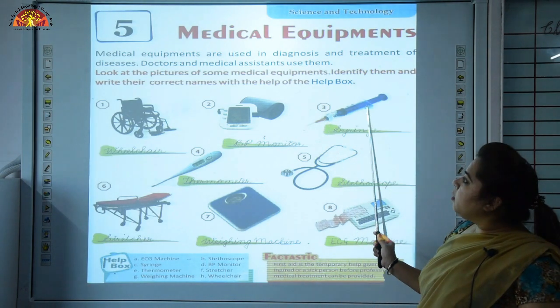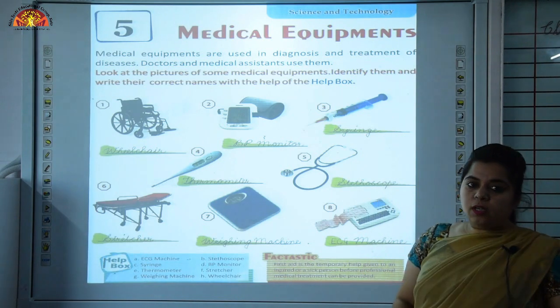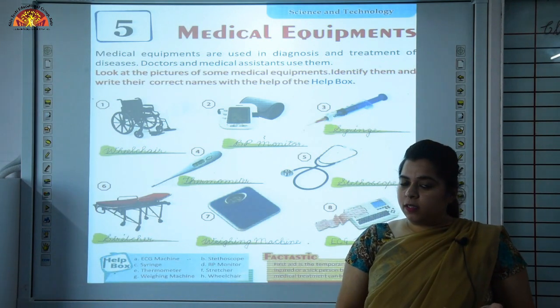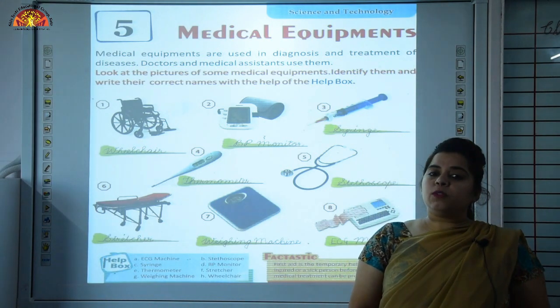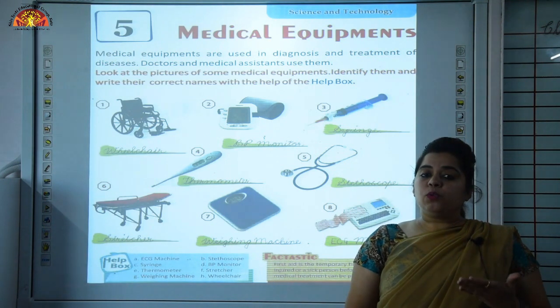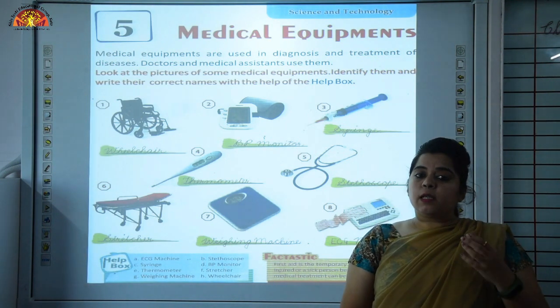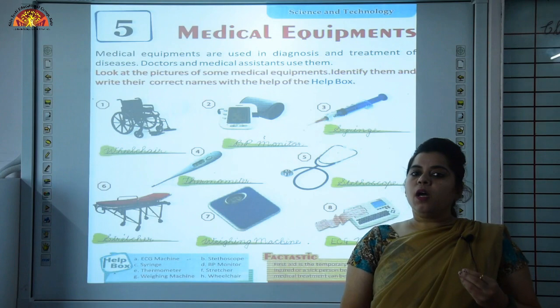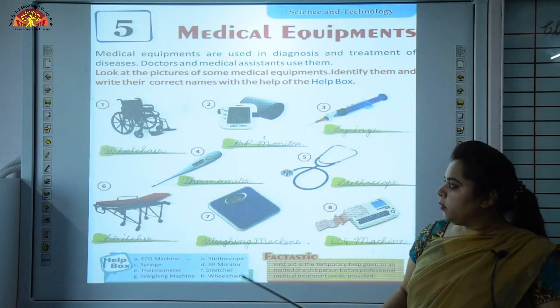Third is syringe. We are very scared of this. You know why this equipment is used? This equipment is used for directly supplying medicine into the patient's blood.